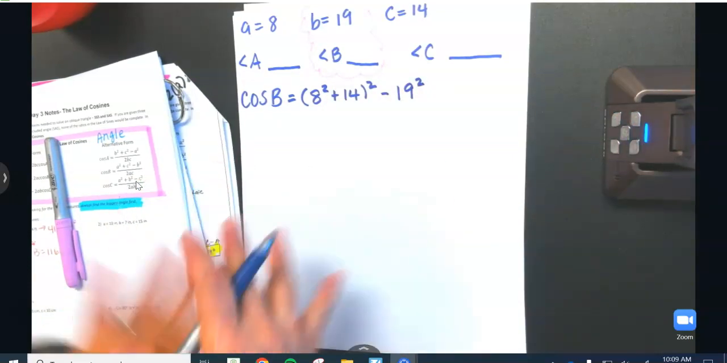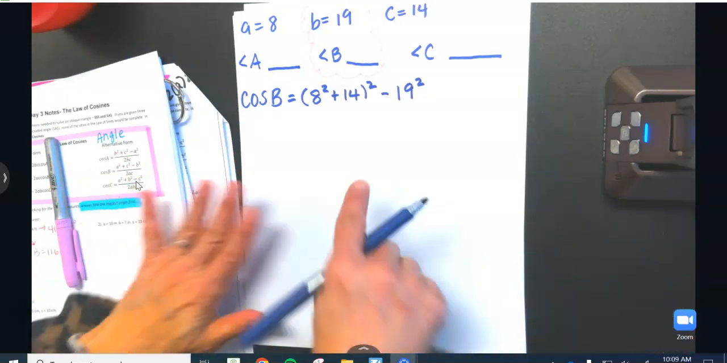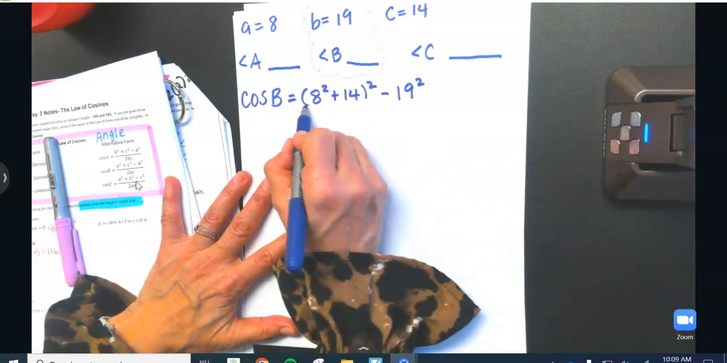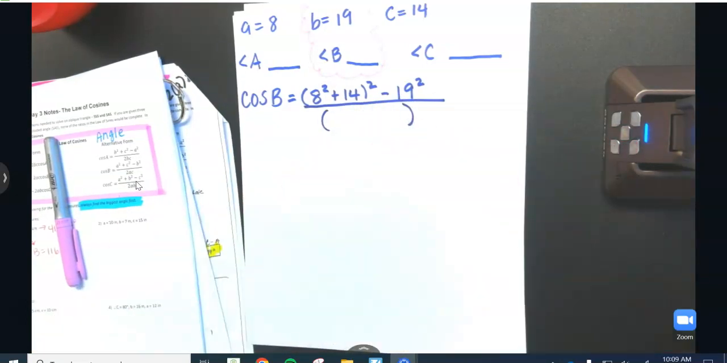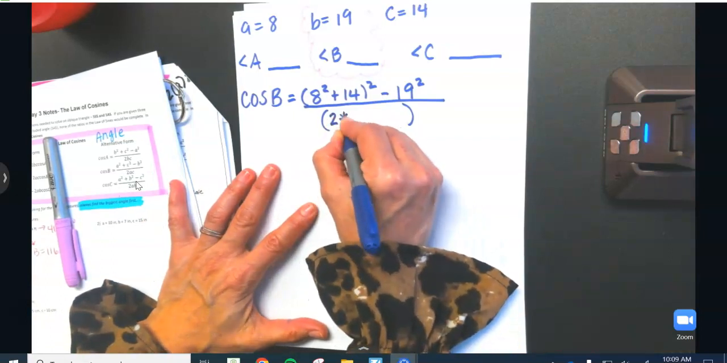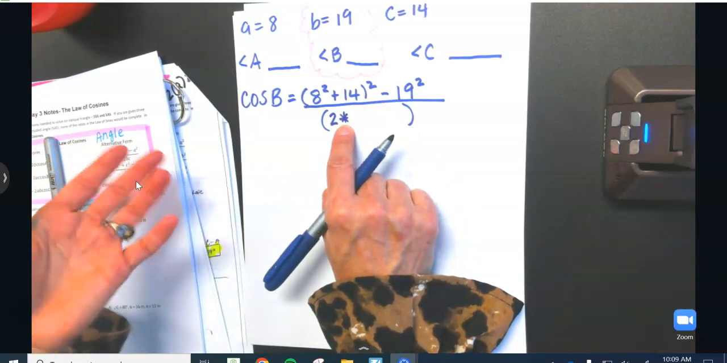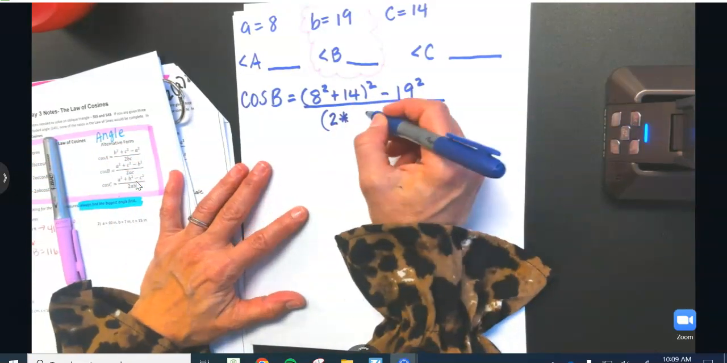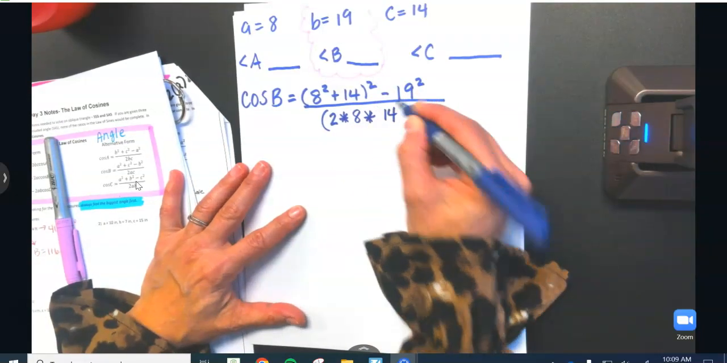And y'all, what I'm doing is setting this up exactly how I'm going to write or type it in the calculator. So that's my numerator. My denominator, definitely put in parentheses because there's a lot of stuff in the denominator. It's not just a single thing. It is going to be 2 times, and I'm going to draw the multiplication symbol exactly how it looks on the pink calculators, 2 times 8 times 14.